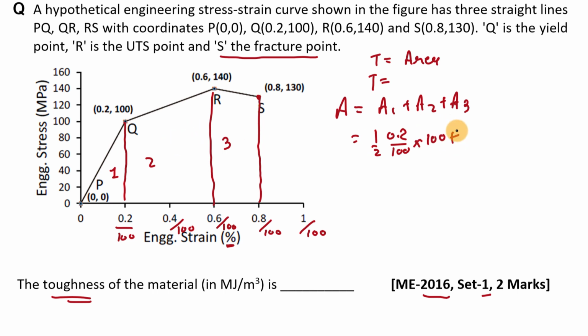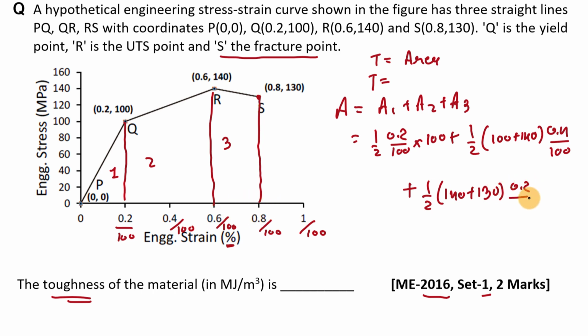Plus area 2 will be 1 by 2 into (100 plus 140) into this distance, that is 0.6 minus 0.2, 0.4 divided by 100. Plus the area of this third part will be 1 by 2 into (140 plus 130) into this distance, that is 0.8 minus 0.6, that is 0.2 divided by 100. Right, so now if you calculate this value, you will get the answer to this question.